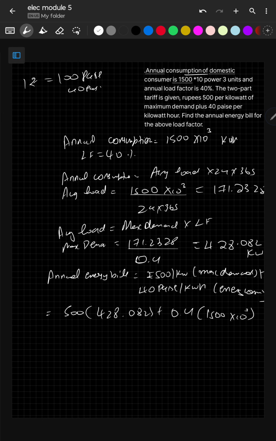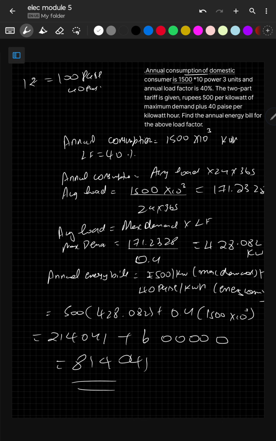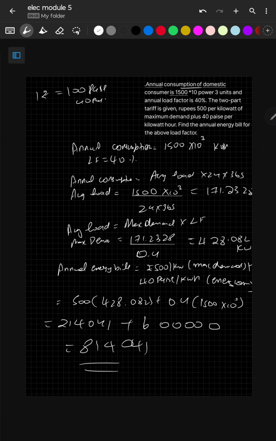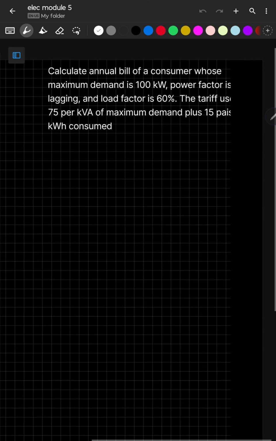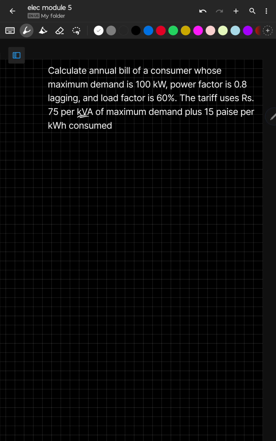So 500 into 428.082, that will give me 214041 plus 0.4 into 1500 into 10 power 3. That will give me 612345, so 612345 zeros plus 214041 will give me 814041. Somebody may get 814041.1 with paise and all, but I have got this answer. Okay, so this question is also done. Let's go to the next question. This is slightly different because it is in terms of kVA, but the procedure is all the same. So maximum demand they have given here itself.